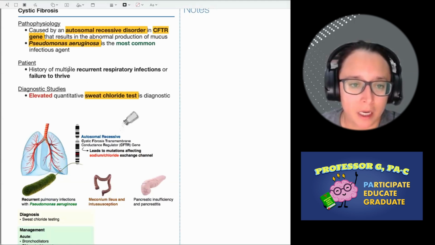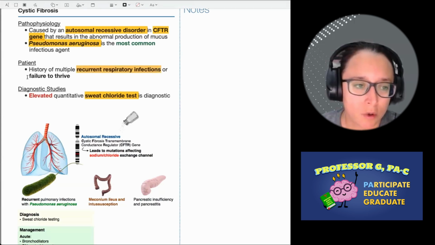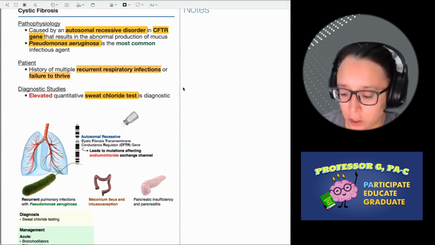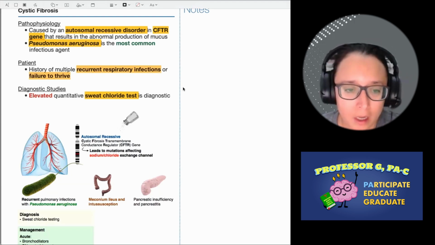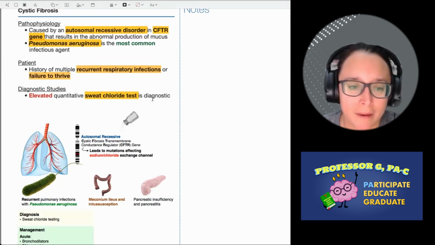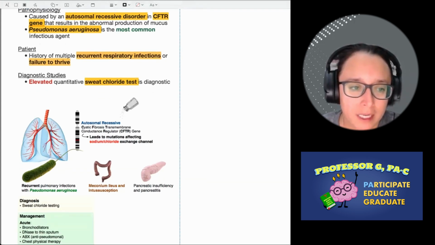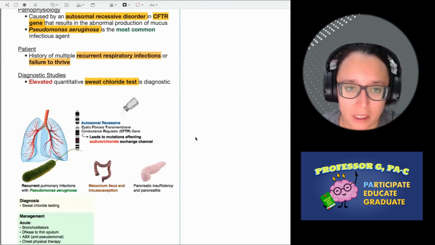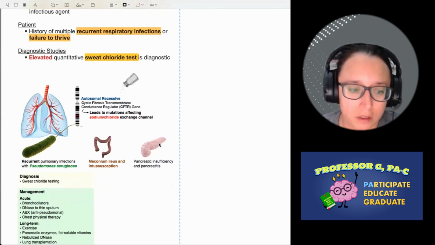And let's see, you'll see in a history someone with recurrent respiratory infections, or someone that's not growing like they should. If they were born here in the United States, they should have been genetically tested for that as a newborn screen. But if they come from somewhere else, sometimes they'll slip into the gaps of this. Test of choice is going to be the sweat chloride test. I see that is the most common test I see with cystic fibrosis.